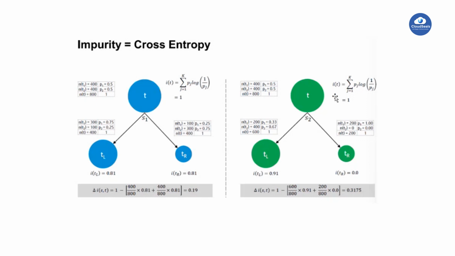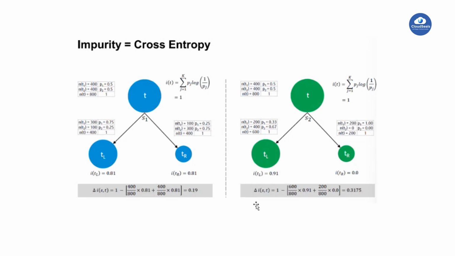Just like the same, here also we calculated for the 800. So entropy is 1. Here we calculated the entropy for this split based on these 600 records. That is 0.91. Here it is again 0. Why? Because all records belong to one class. So we will get 0 for the other class.